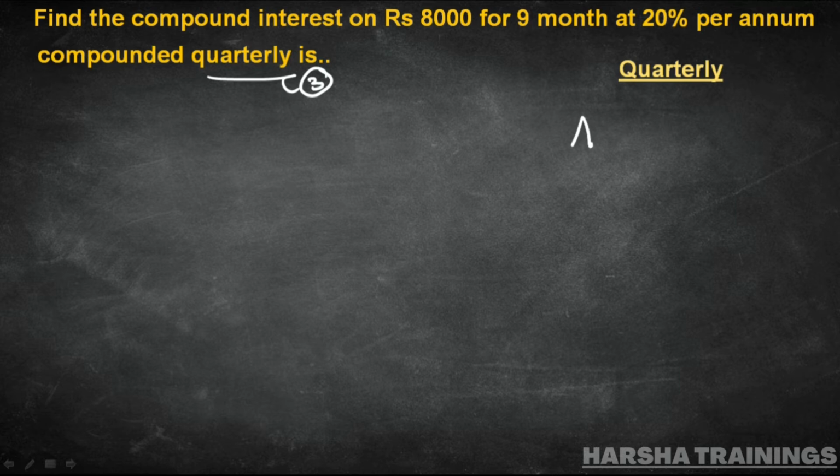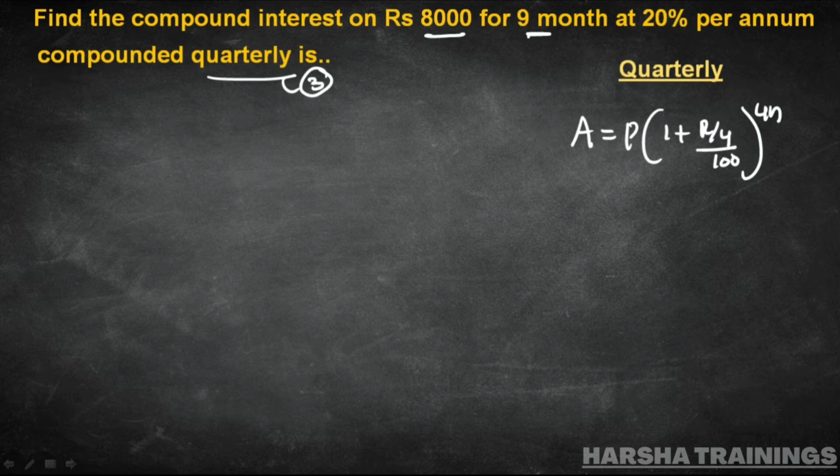Quarterly formula: A is equal to P into (1 plus (R by 4) by 100) whole power 4n. Okay, so let me calculate here. I'm going to use the percentage method, guys, right? So how many months are we given? 9 months, right? Quarterly means 3 months, then split into 3 parts: 3 months, 3 months, 3 months.